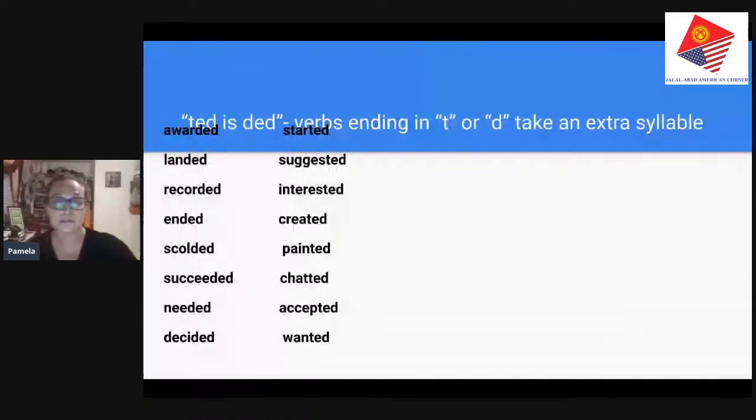So start, started. One syllable, but now it's two. Suggest, suggested. So two syllables, now it's three. Interested, interested. Sometimes that's three syllables. Different people pronounce this one differently. I kind of do it more two syllables, interest. Some people say interest. So that could be 4 or 3 syllables. But that is the rule for T and D. Ted is dead.